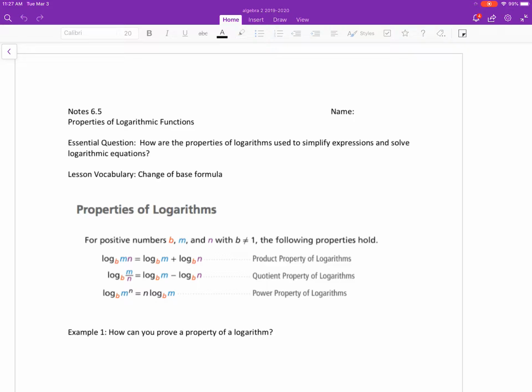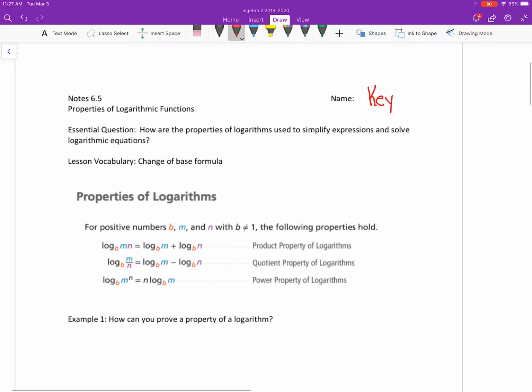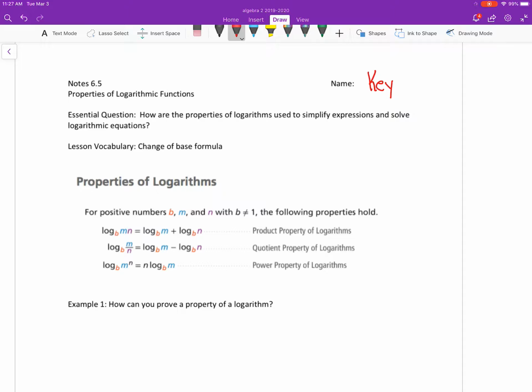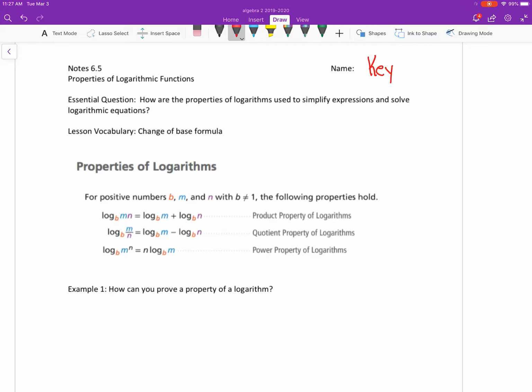Hey guys, we're going to look at properties of logarithms today, and it's got some great things we can use that help us to solve logarithms that should tie into our previous lesson, so that's a good thing. These properties right here are the main properties that you will need.